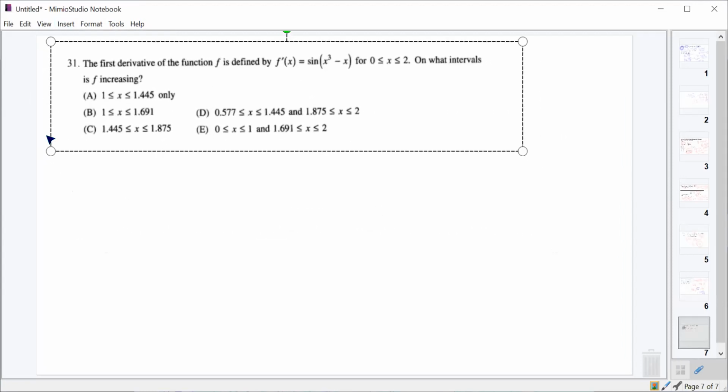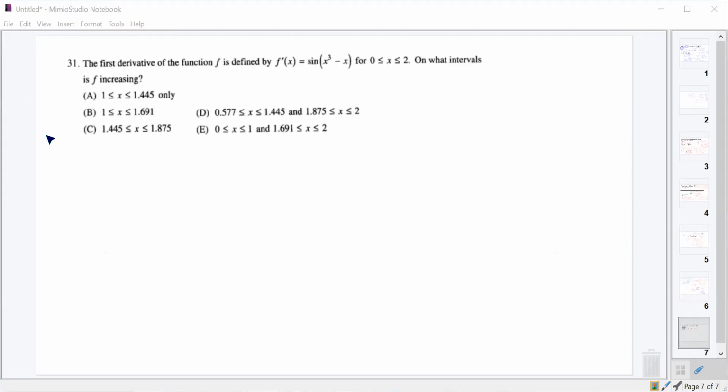Is number 31. The first derivative of f is x on x cubed minus x. When is f increasing? All you have to do to figure out when f is increasing is look at when f prime is positive. I still don't have a functioning graphing calculator on my computer, so we'll just graph it on Desmos and take a look, which is kind of like cheating because it makes it so easy.